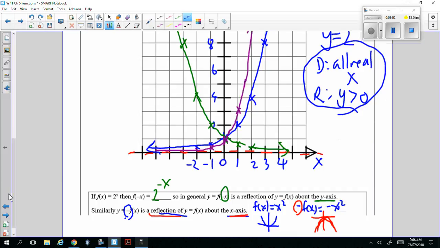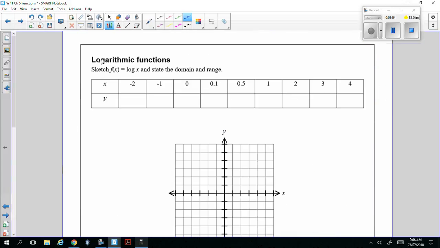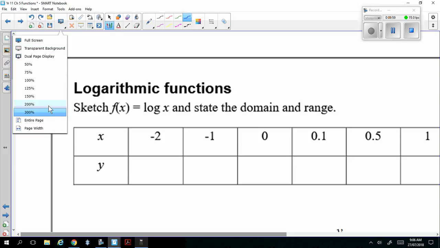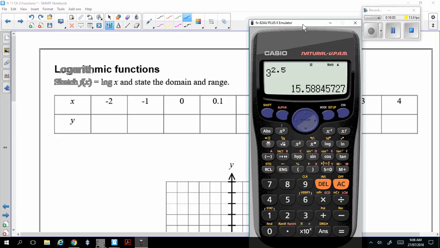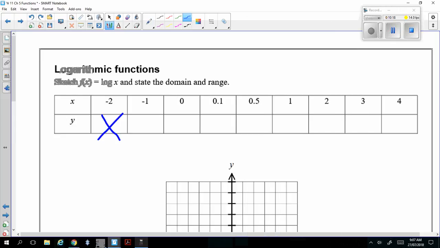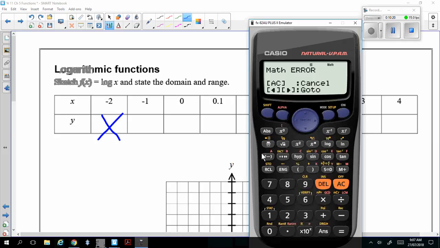Alright, what do we have here? Log functions. You haven't learned log last year, but you can still access that button on the calculator. See the button has a log. Let's put that on the calculator. Log of -2, it will give you an error because you can't have -2. Can you have -1? Also not possible, I think. Doesn't work. Will 0 work?